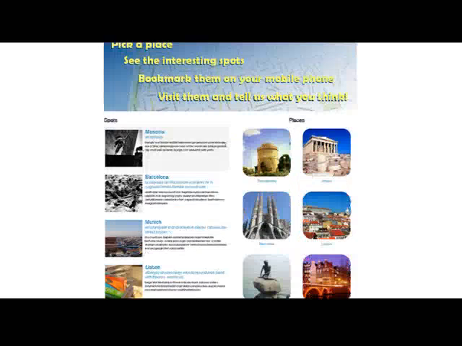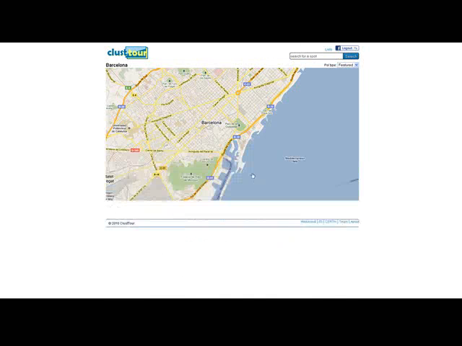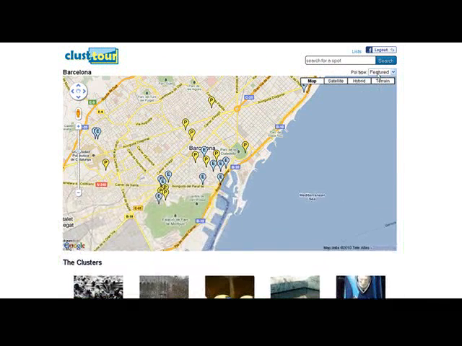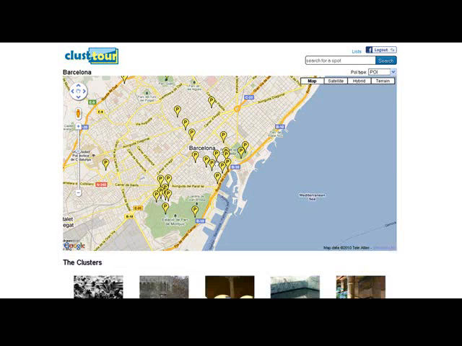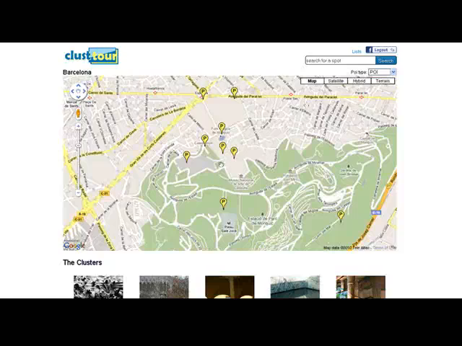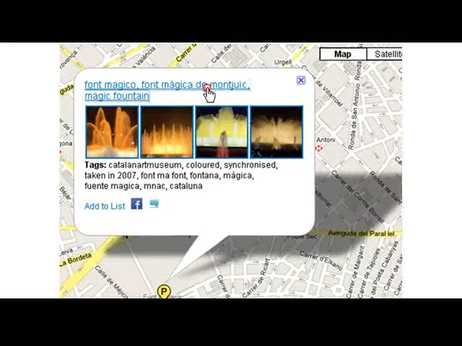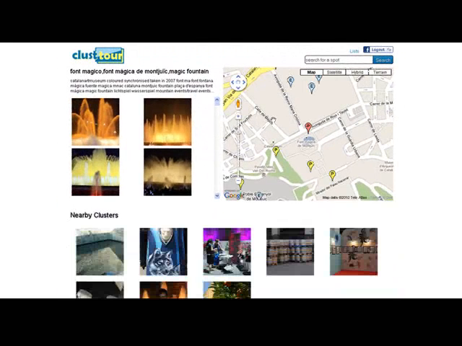In this example, we decide to take a visit to the city of Barcelona. First, we get an overview of some of the landmarks and events that have been detected for this city. We then choose to see only the landmark-related clusters. It becomes obvious that there are two areas with a high density of landmarks. We zoom in and head for the hill of Montjuic. There, we run into the fountain of Montjuic and take a look at its pictures.